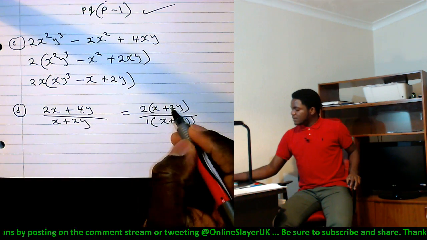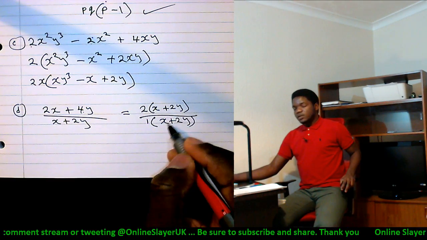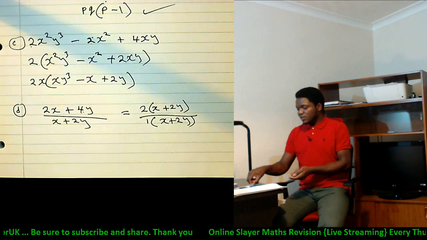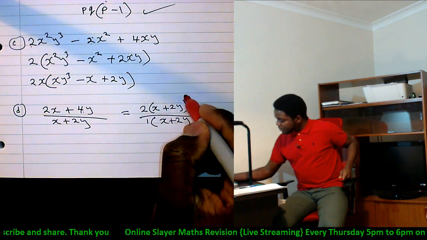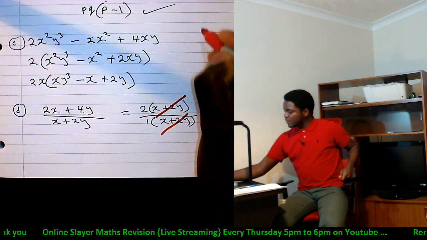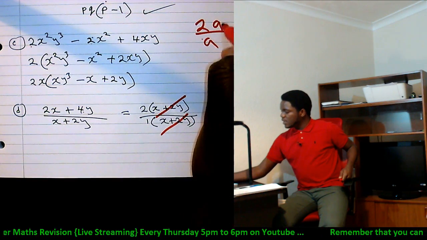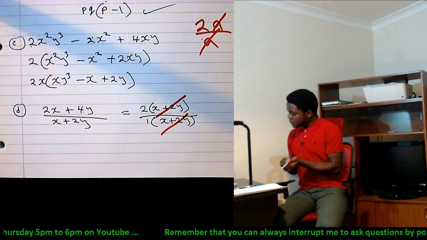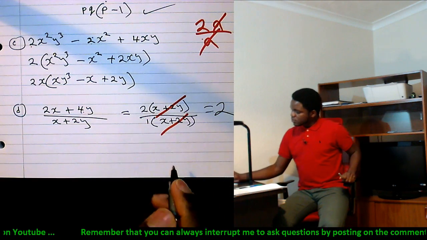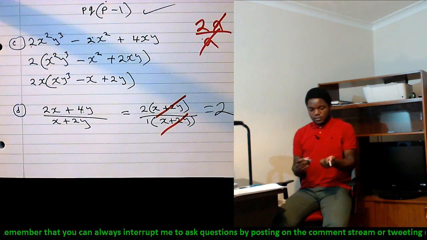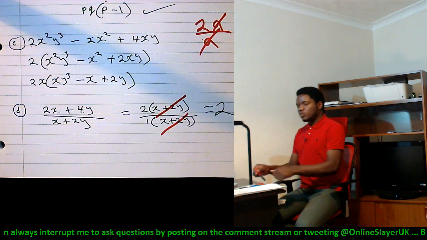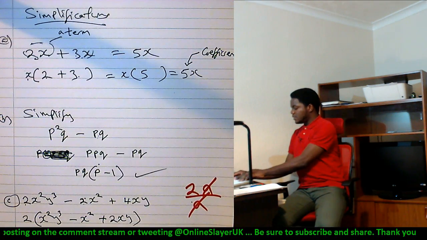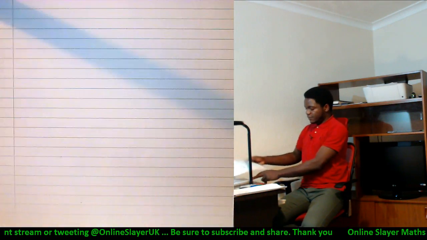Now you've got 2 times x plus 2y over 1 into x plus 2y. X plus 2y is the same as x plus 2y at the numerator and denominator. So it's the same thing. It can cancel. It's just like you've got 2a over a. A can cancel, right? This is the same, so it should cancel. So your answer here now is just 2. 2 over 1 is 2. You don't need to write it over 1. Now, that is what we mean by simplification. You simplify till you get something that is simplified enough.